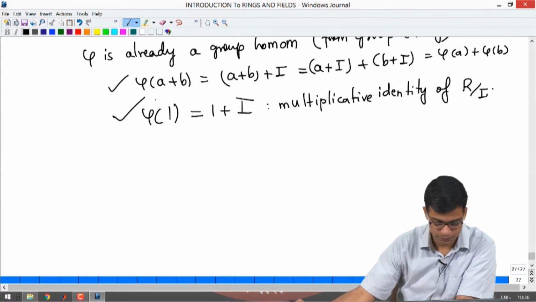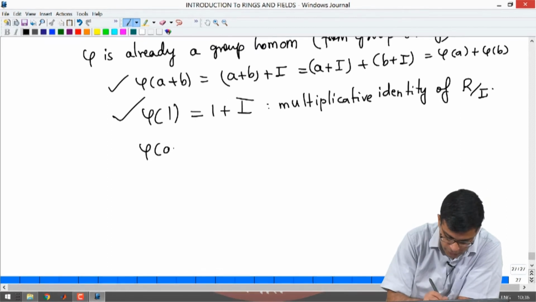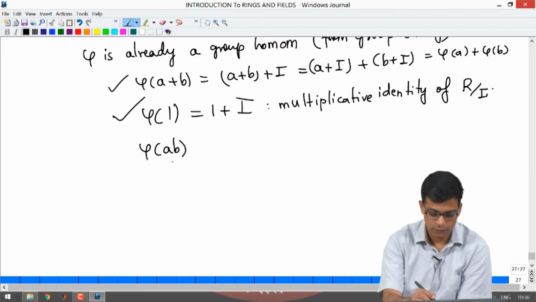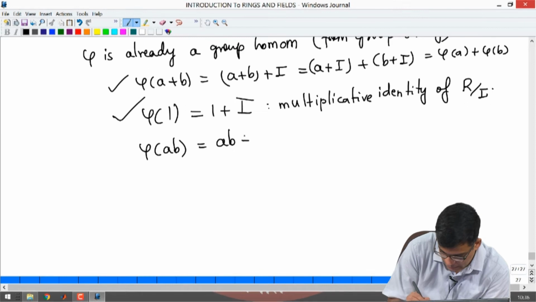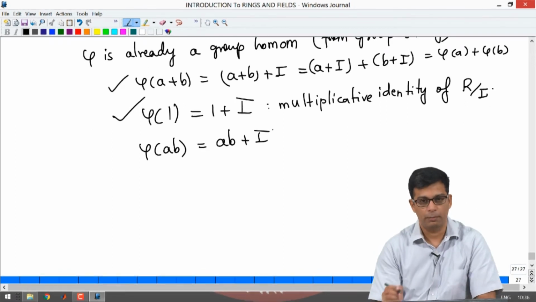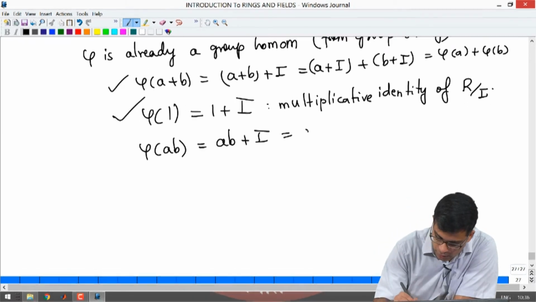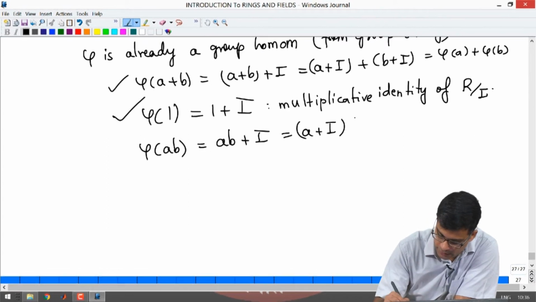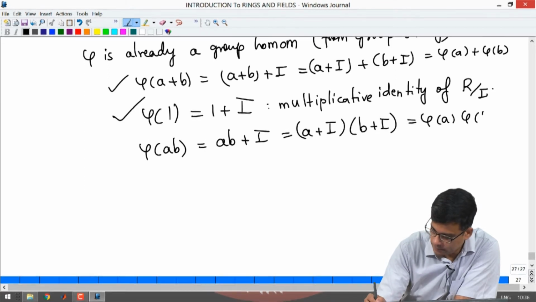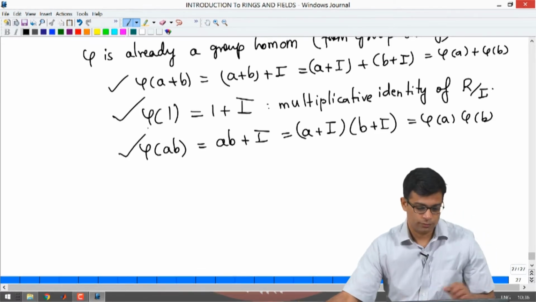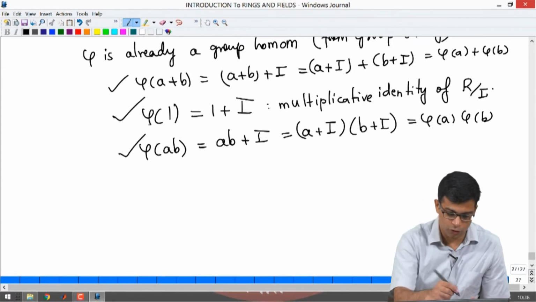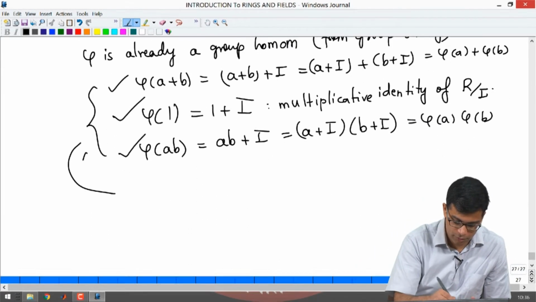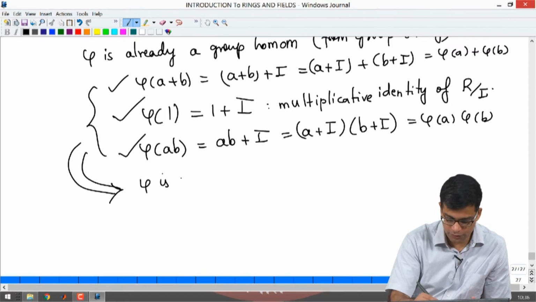So, that is fine. Finally, what is phi of ab? Phi of ab is by definition ab plus I, by definition of the map phi, but by definition of the multiplication in R mod I, ab plus I is same as a plus I times b plus I, which is same as phi a phi b. So, phi is a ring homomorphism. All these properties imply that phi is a ring homomorphism.